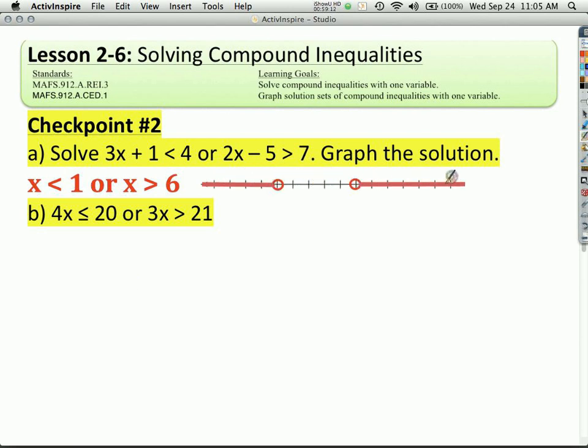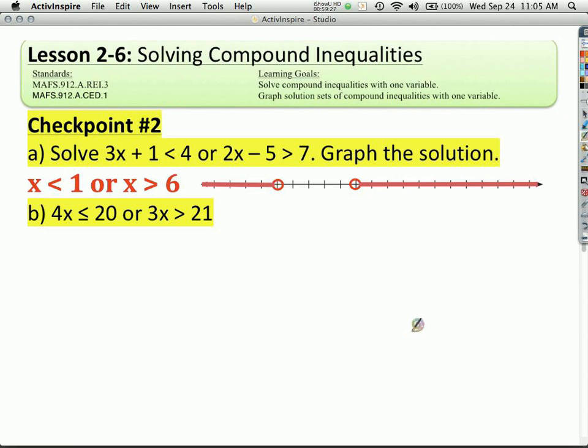Here's what the graph looks like. I made a mistake when I copied the graph. I somehow cut off the numbers, so I apologize for that. That's the 1, and that's a 6, and you should have opposite ends shaded. Okay, what about part B?